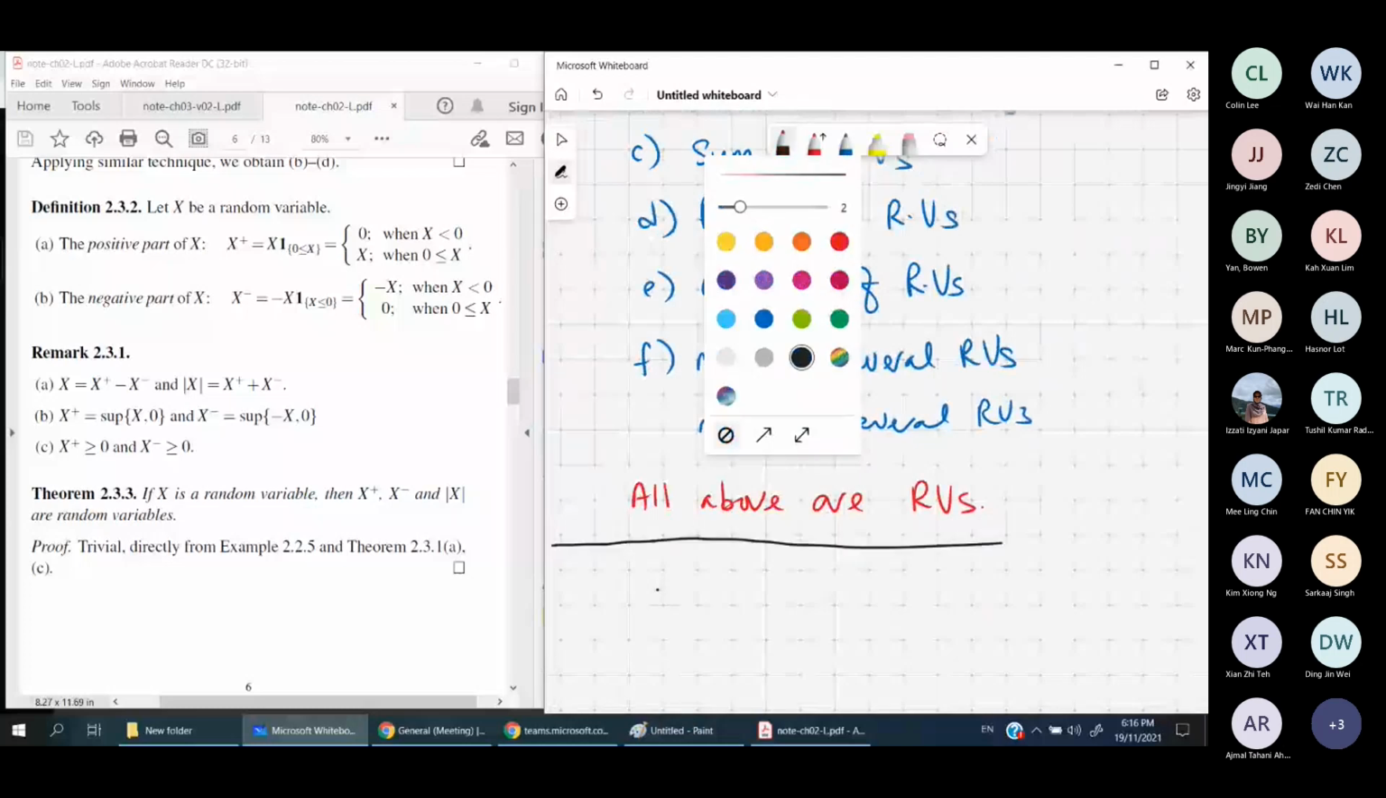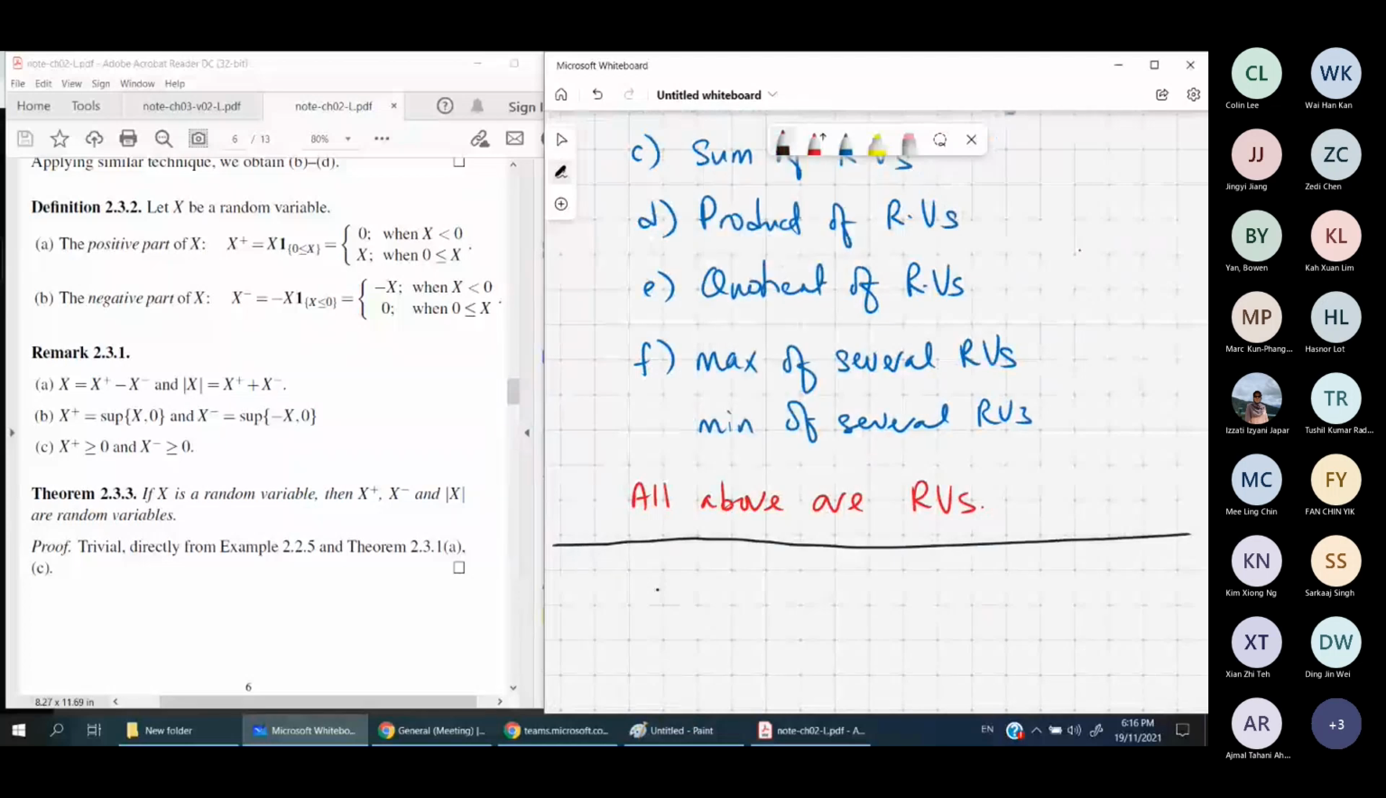The interesting one here will be the maximums as well as the minimums. If we consider several random variables, the maximum value of them will be a random variable. We also consider the minimum value among all these random variables, which is also a random variable. Next we look at the positive part and the negative part for given random variables.